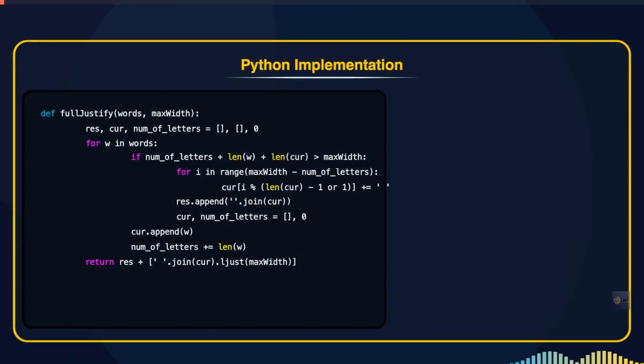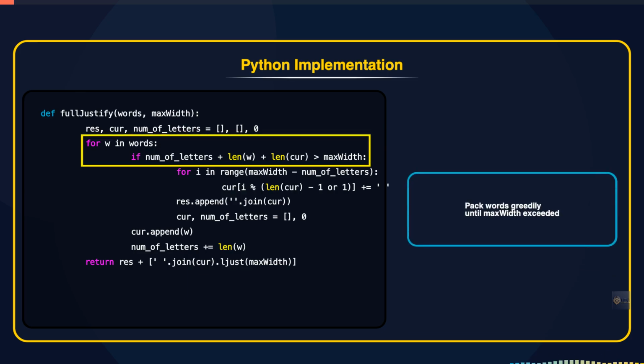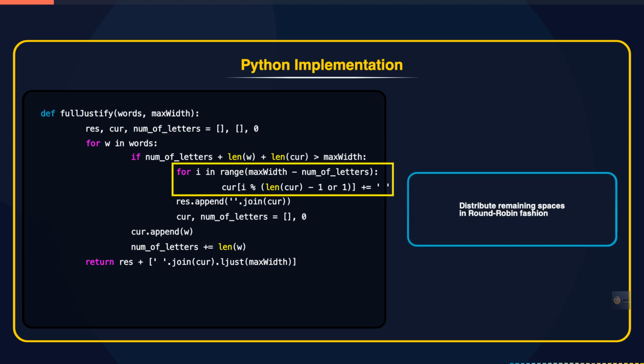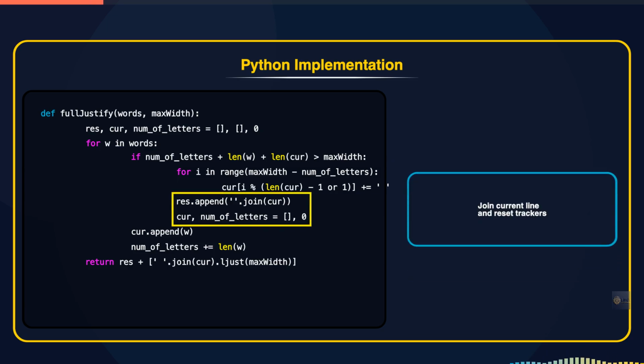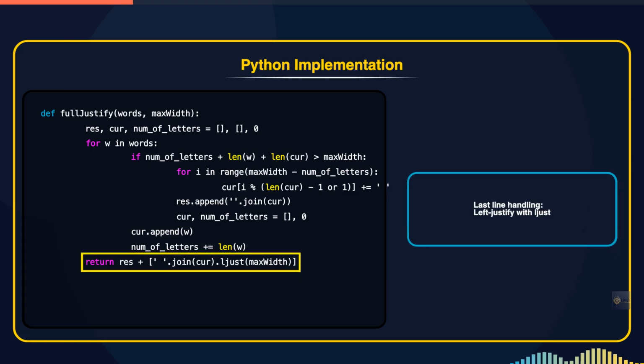We track num_of_letters for the letters in the words, and len(cur) for the number of words. The condition num_of_letters plus len(w) plus len(cur) checks if the new word, plus its mandatory space, fits. Inside the justification loop, we use i modulo number of slots to distribute spaces. This is the secret sauce. It automatically gives extra spaces to the left slots until they are all used up. For the last line, we just use a simple left justify function.